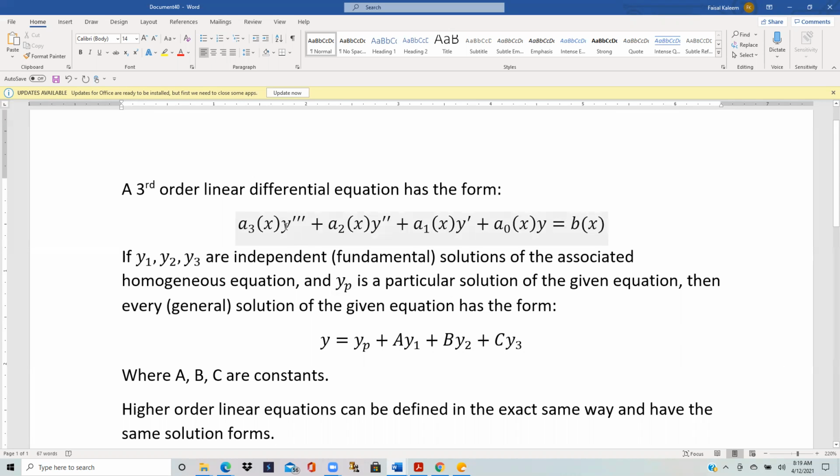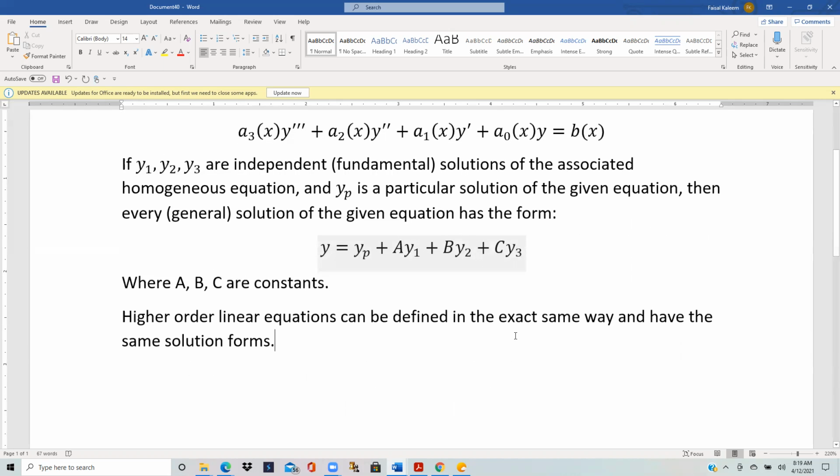And this can be extended to even fourth order equations. So you'll have an a4x here, and then you'll have y1, y2, y3, y4 here. And here you will have another term dy4. So we don't need to define every order because we can clearly see what the form will be no matter what order it is. And now let's look at a problem.